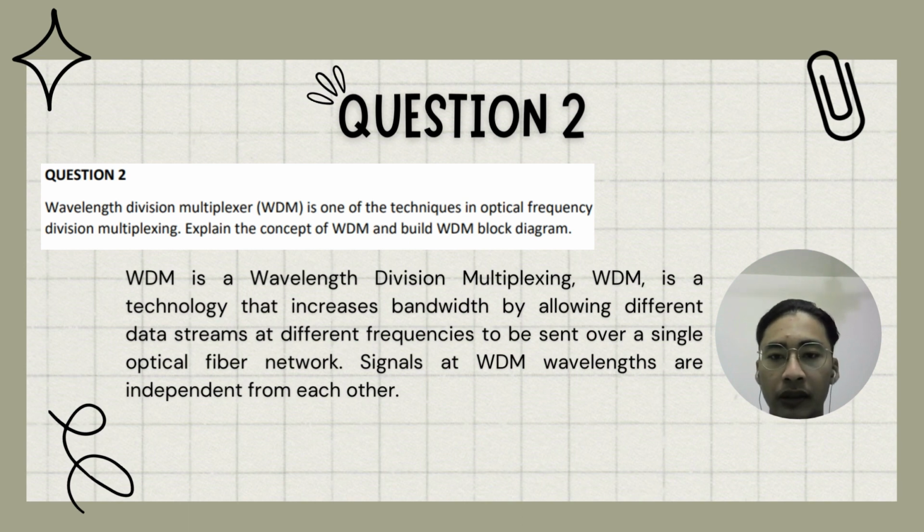Question 2. Wavelength division multiplexing, WDM, is one of the techniques in optical frequency division multiplexing. Explain the concept of WDM and build a WDM block diagram. So what is WDM? WDM is wavelength division multiplexing. WDM is a technology that increases bandwidth by allowing different data streams at different frequencies to be sent over a single optical fiber network. Signals at WDM wavelengths are independent from each other.